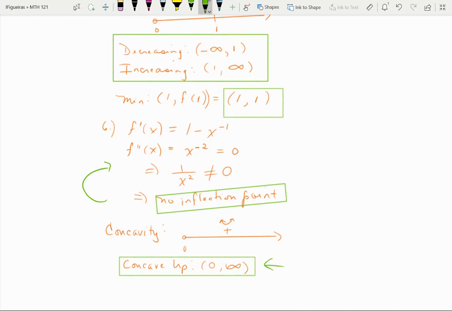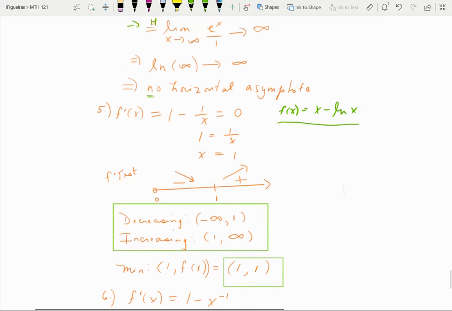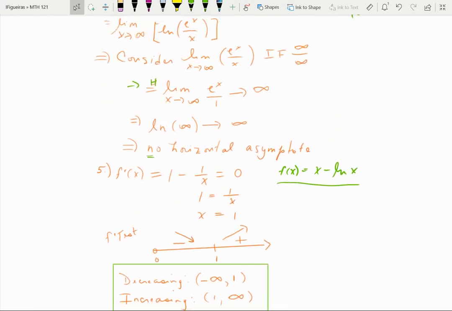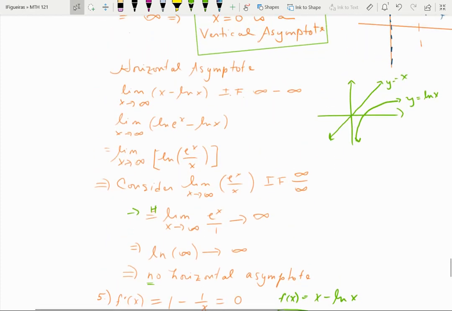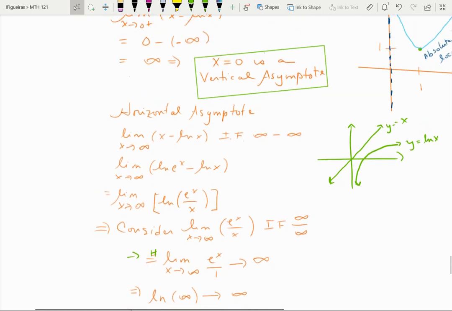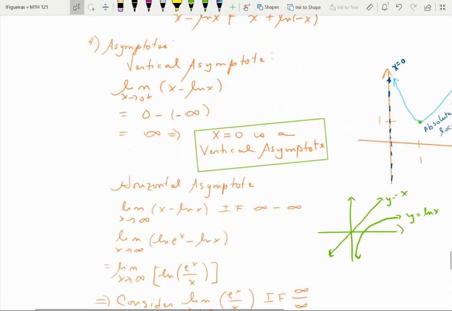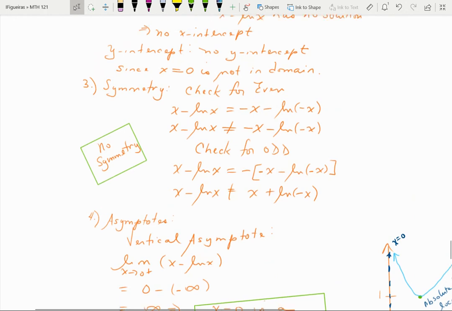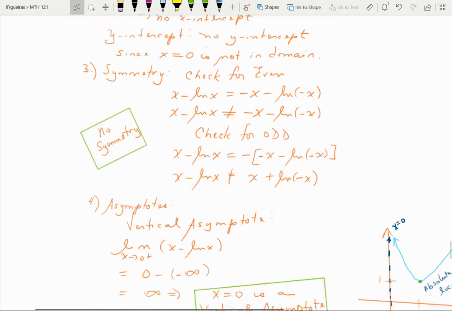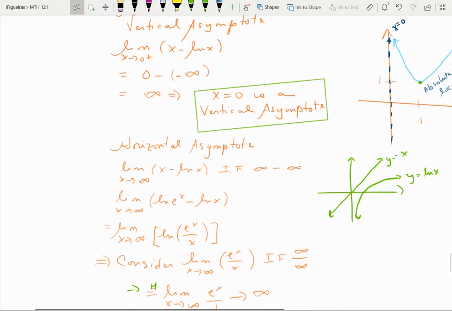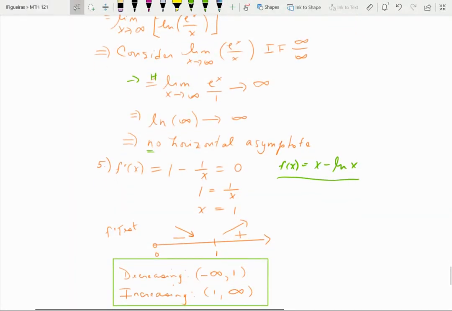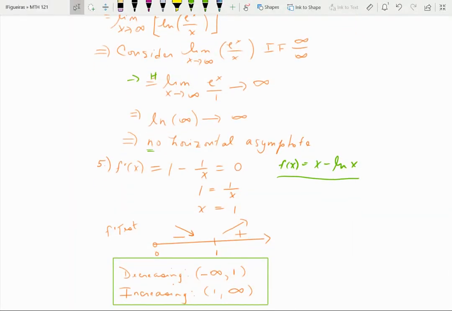All right, so we have to keep track of all of this. It's always concave up. We have a minimum at 1, 1. We had no intercepts, and we had an asymptote at x equal to 0, and no symmetry, and where's my increasing, decreasing? And it is decreasing from negative infinity to 1 and increasing from 1 to infinity.